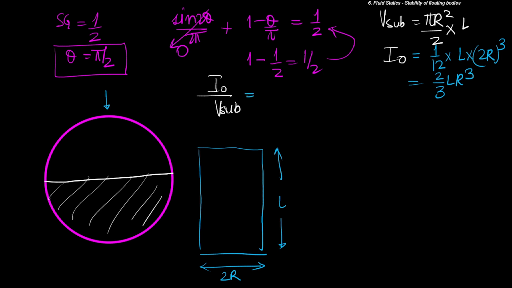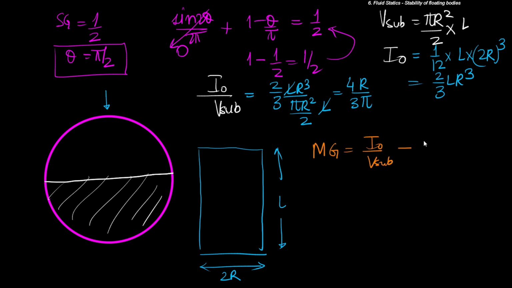Alright, so I naught upon V sub reduces to 2/3 Lr cube divided by pi r square upon 2L. So L cancels out, and this becomes 4r upon 3 pi. So now mg is I naught upon V sub minus gb. So in order to find out gb, we know that the center of mass is going to be at the water line, but what is the position of B?